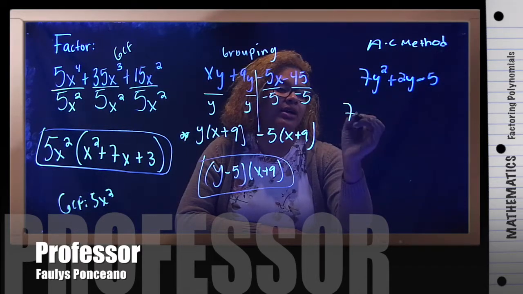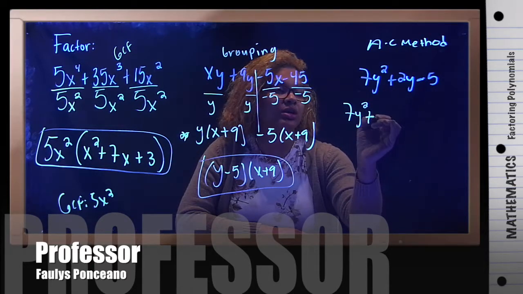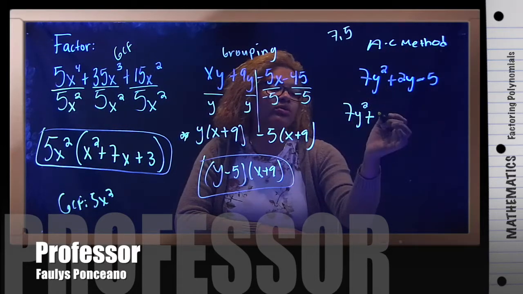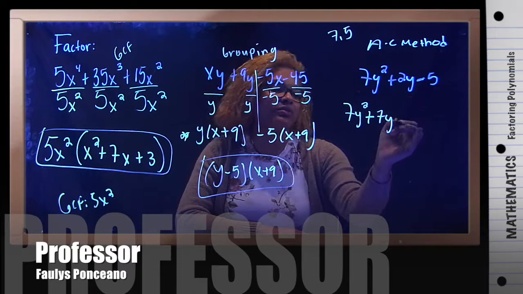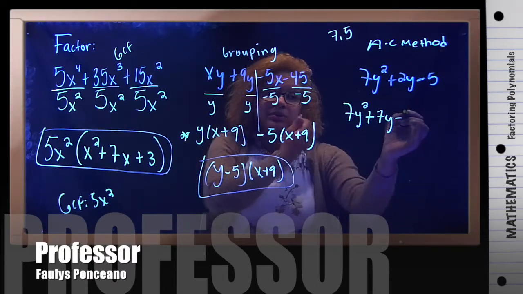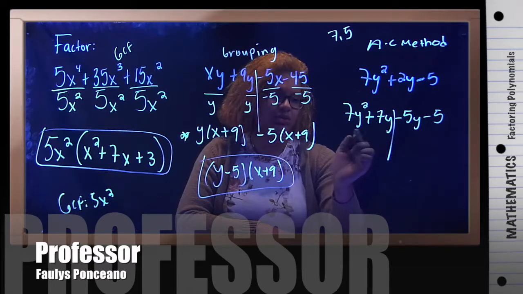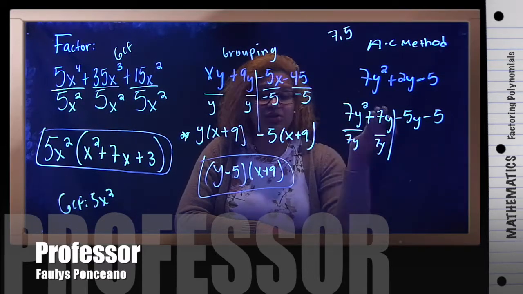So then you rewrite it as 7y squared. Bring the first sign down, plus. So your two factors are 7 and 5. Always write down the largest one, so 7y. Positive times negative, minus 5y minus 5. These two have a 7y in common. From here on, it's just grouping.